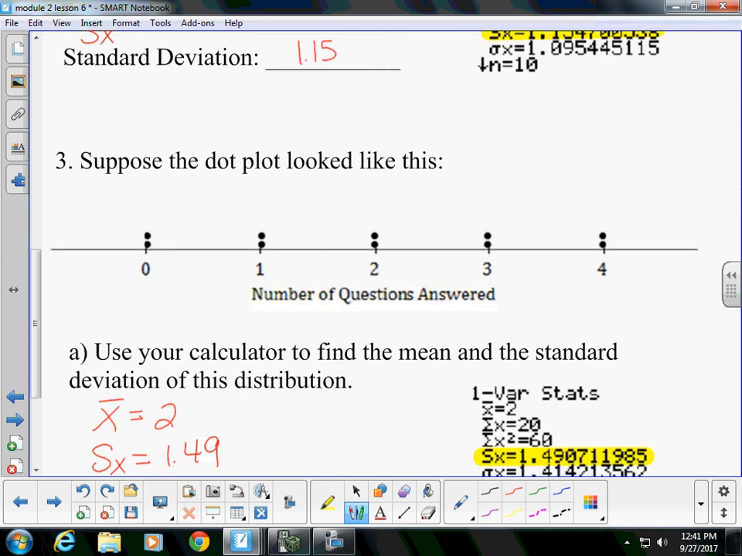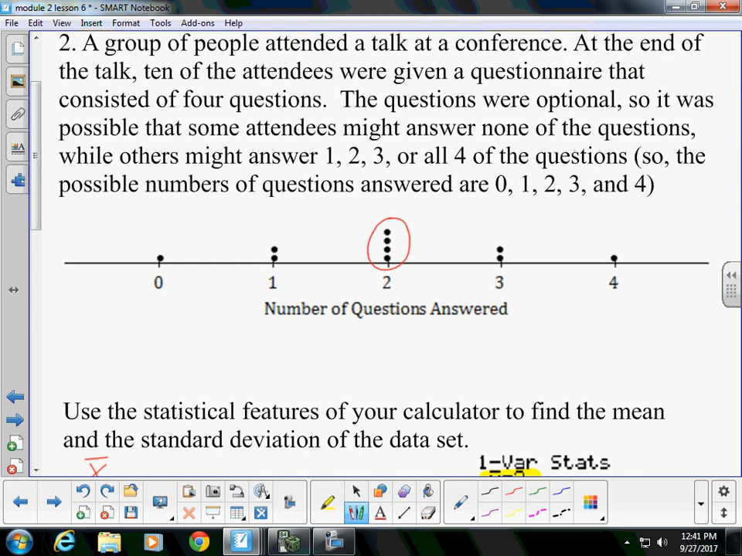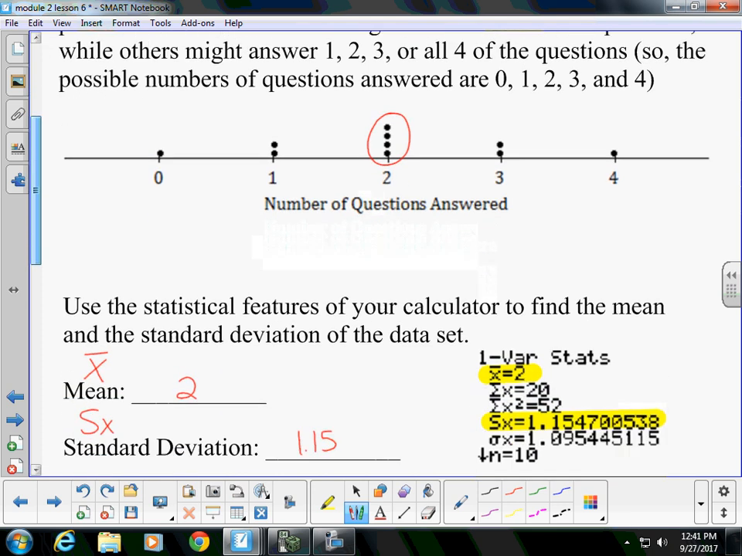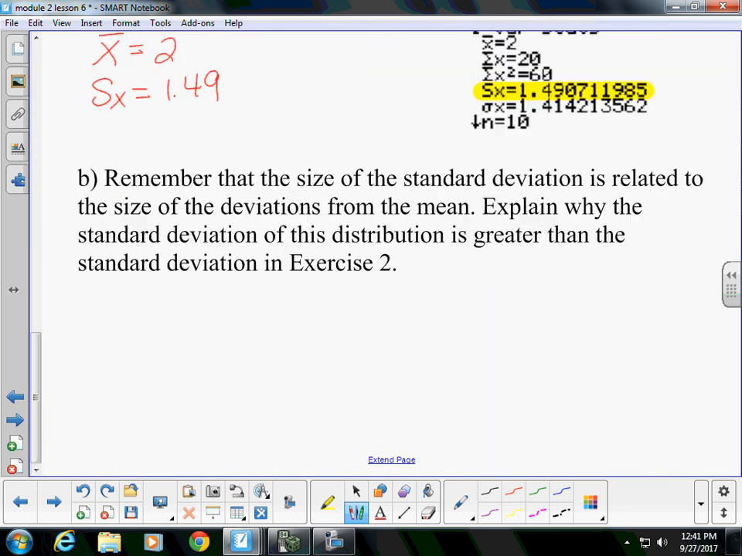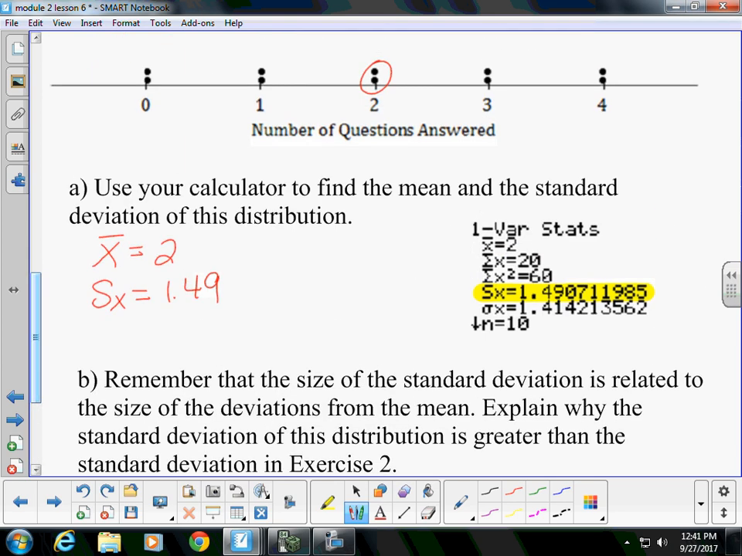There's only 2 right in the middle. You've got more numbers down here on the ends. You got 2 numbers down on the end, whereas up here you only had 1 number on each end. So you had more numbers closer to the middle on the first graph, so that's why the second graph has a bigger standard deviation, because you have more numbers further away from the middle where the mean is at.